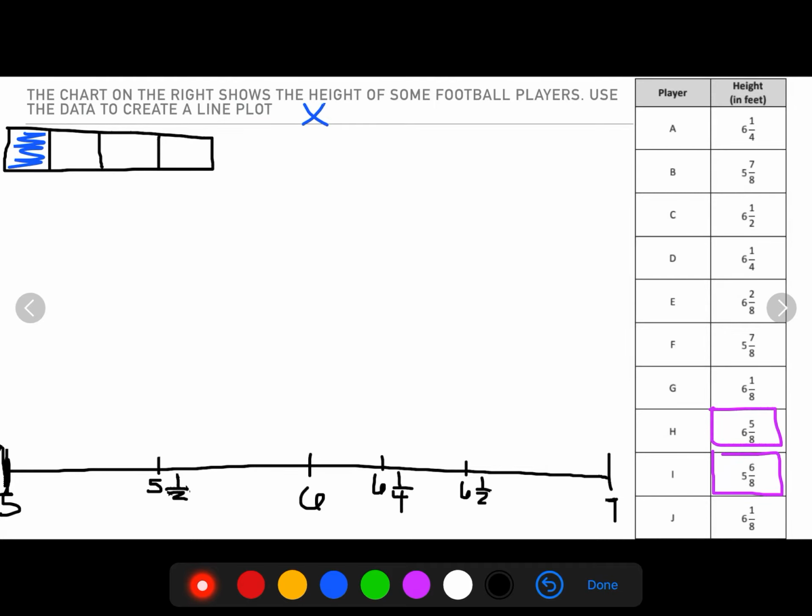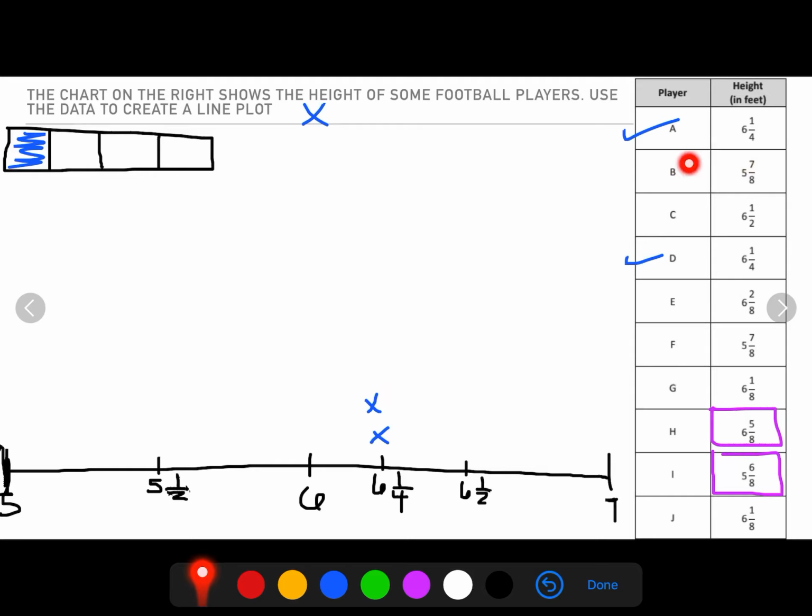Let's go ahead and plot 6 1/4 on our line plot, and let's use our marker to mark off 6 1/4. Don't forget to check off your players just to make sure that you don't do the same player twice. Are there any other scholars that are 6 1/4 feet tall? That's right, player D is 6 1/4 feet tall as well. So that's yet another player that is 6 1/4 feet tall that I'm going to write in my line plot.